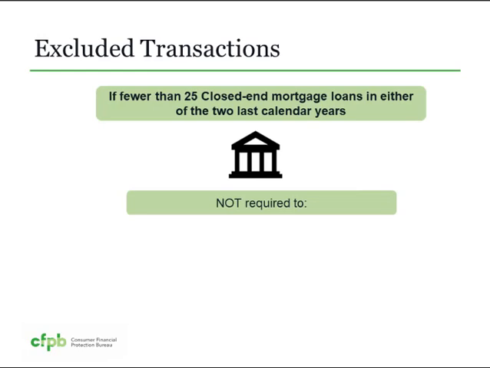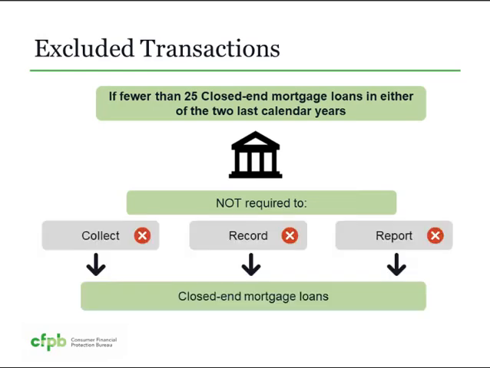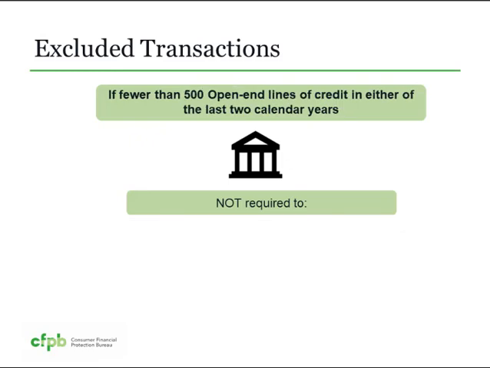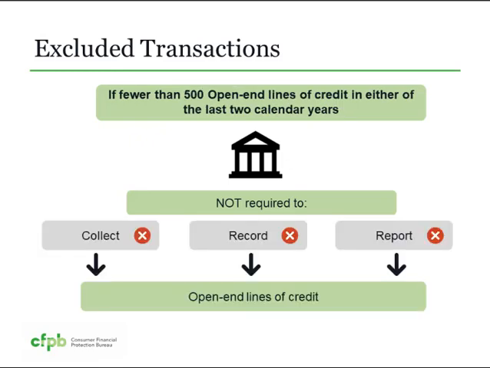As mentioned earlier, a financial institution will not be required to collect, record, and report closed-end mortgage loans if it originated fewer than 25 of them in either of the 2 preceding calendar years. Similarly, a financial institution will not be required to collect, record, and report open-end lines of credit if it originated fewer than 500 of them in either of the 2 preceding calendar years.